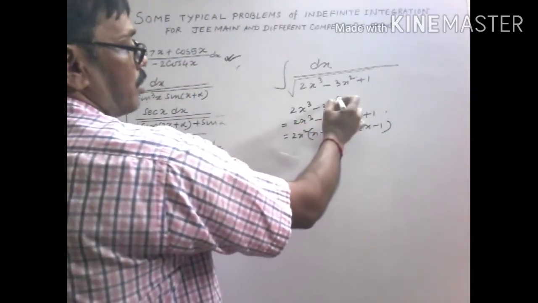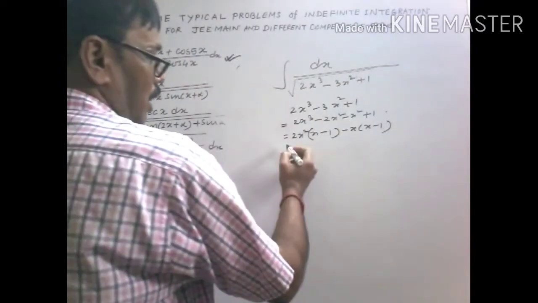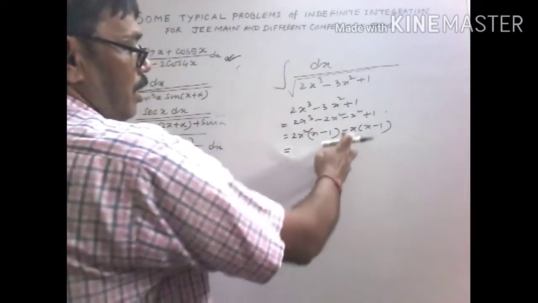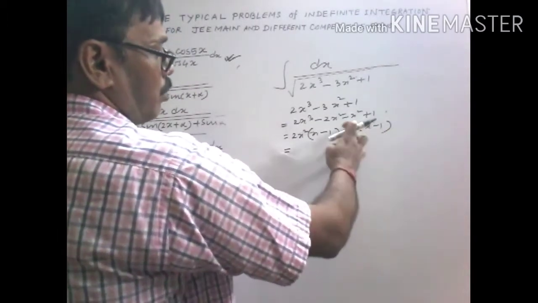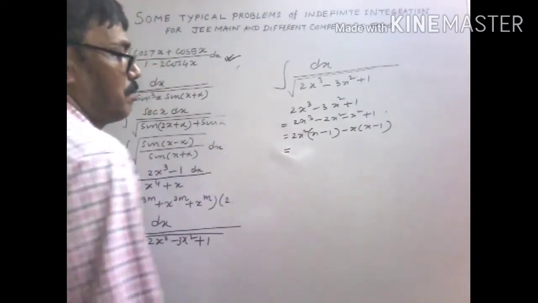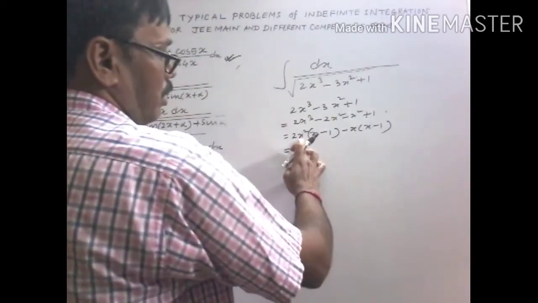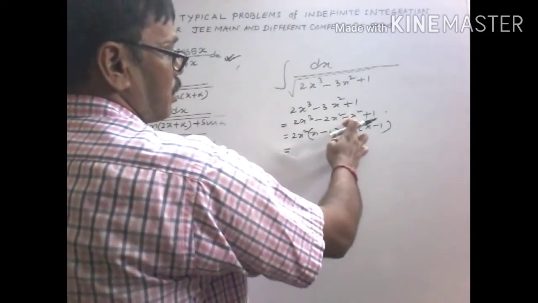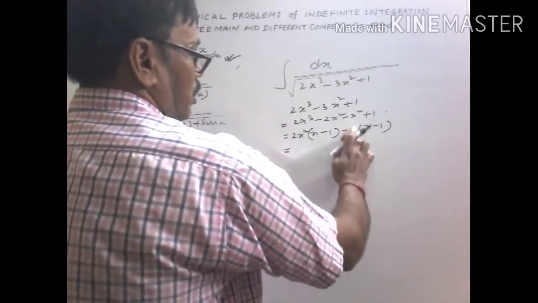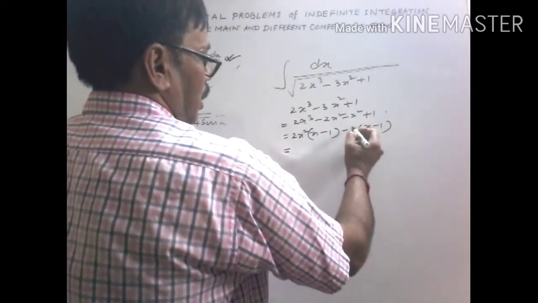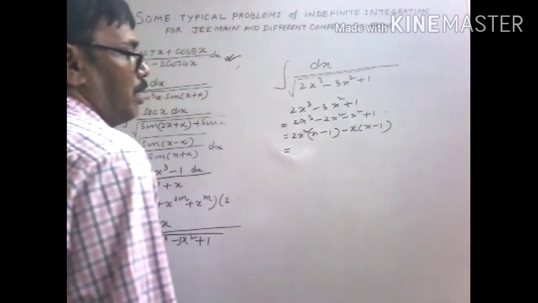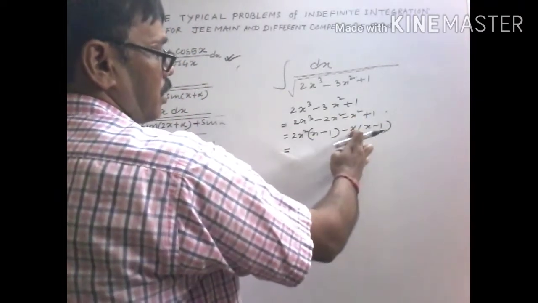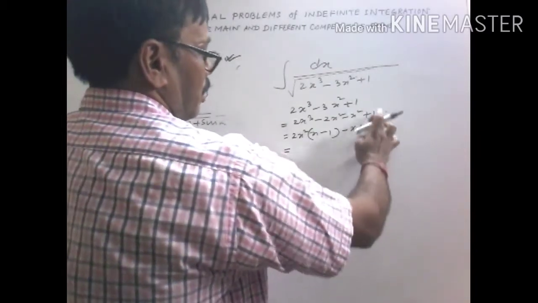So look, 2x cube minus 3x square plus 1. Now x minus 1 times x. So 2x square, x minus 1, x into. So 2x square minus x square, if we take x into x minus 1, and this is plus x.